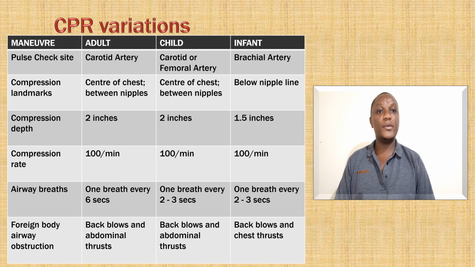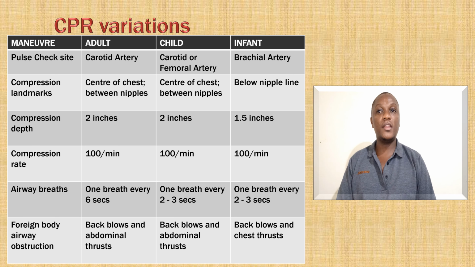What about airway breaths? For an adult, you do 1 breath every 6 seconds. For a child, 1 breath every 2 to 3 seconds. And that is the same for an infant, 1 breath every 2 to 3 seconds.